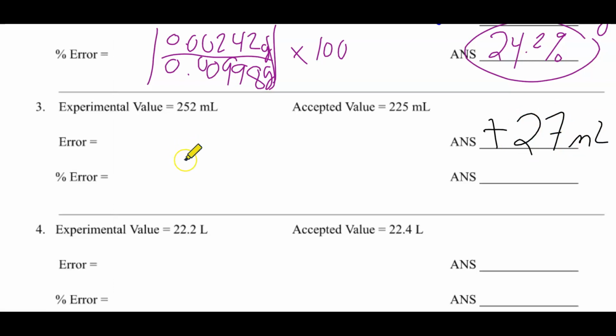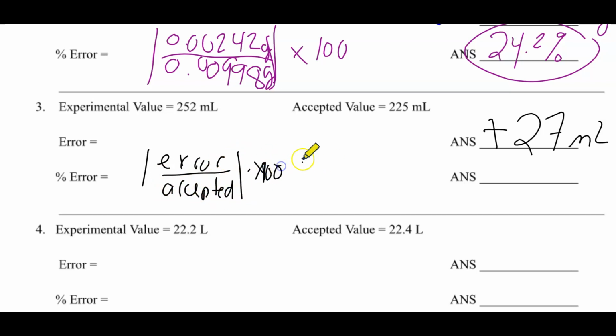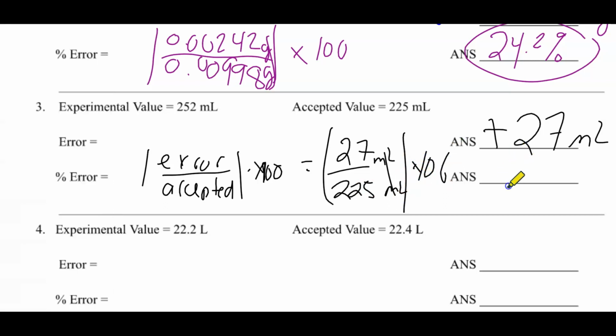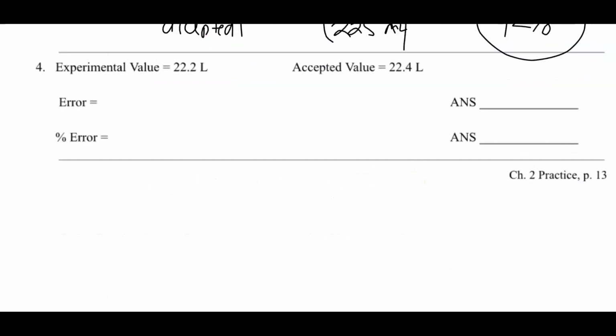So what's my percent error? It's going to be the absolute value of the error over the accepted times 100, which is going to be 27 over 225. Now my units are mils and mils. That cancels. Times 100. So divide by 225 times 100. Now we've got a 12% error. No units because the milliliters canceled.